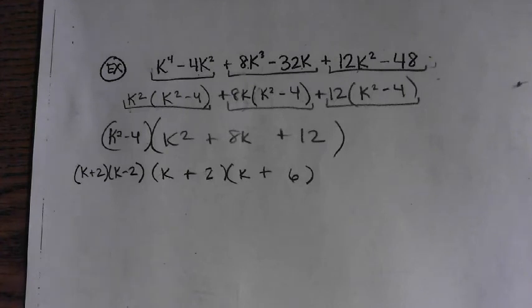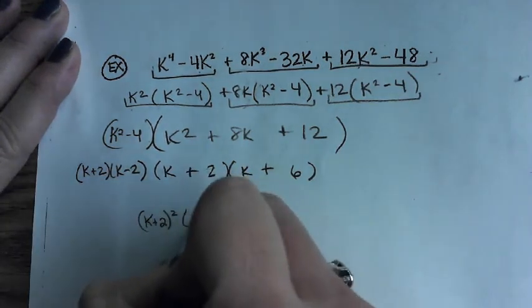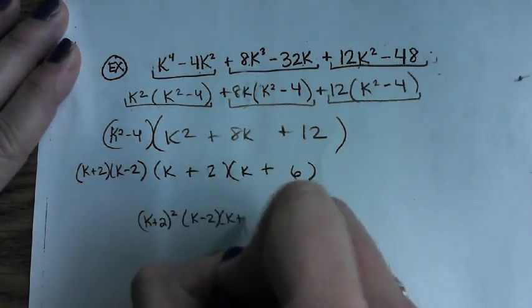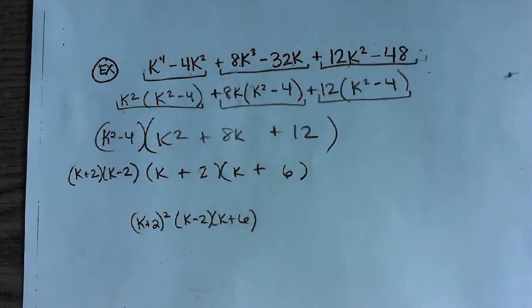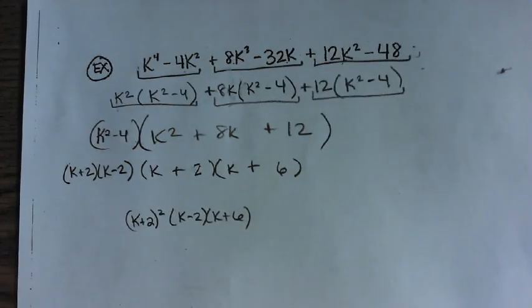And again, there is a more condensed way to write this because k plus 2 happens twice, doesn't it? So you would probably see k plus 2 squared, and then your k minus 2, and then your k plus 6, or some order of all of that. By the way, what was the degree of this polynomial? 4. How many factors did we have? 4. That's not always the perfect case, and we'll talk more about that when we see other variations, but that's a good indication of how many factors you should have.